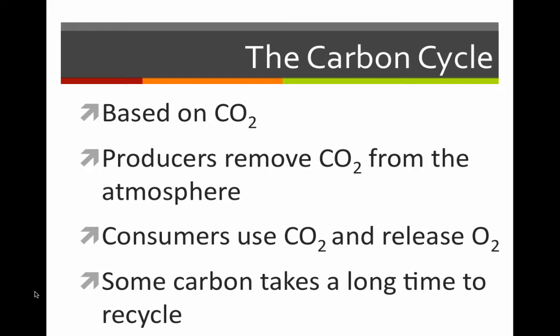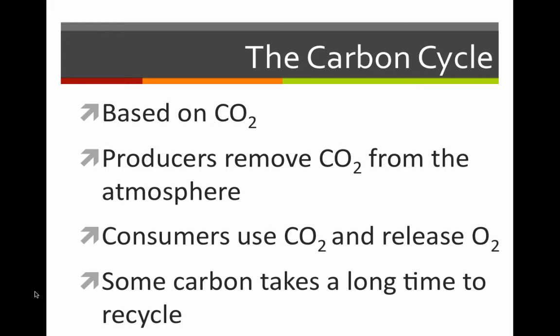The next cycle we're going to talk about is the carbon cycle. It's based off of carbon dioxide, and I apologize because I think I wrote this backwards. Oh, yes, I totally did. Okay, so producers remove carbon dioxide from the atmosphere, and then consumers use the oxygen released by the producers, and then they release carbon dioxide back into the atmosphere for the producers to use. I apologize, that third bullet I wrote backwards.